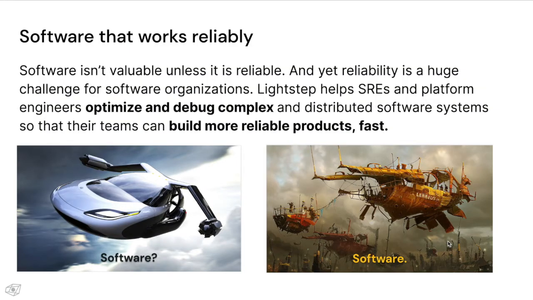So one thing that both Gremlin and Lightstep have in common, I think, is a shared perspective on how modern software actually works. It's unfortunately very much closer to the photo on the right-hand side than the sleek flying car on the left-hand side. So Lightstep is an observability platform. We help SREs and platform engineers track down problems and debug complex distributed systems. And the idea there is that using an observability solution like Lightstep, especially in conjunction with something like Gremlin, where you're actually creating chaos experiments, your team can build software more quickly and more reliably.